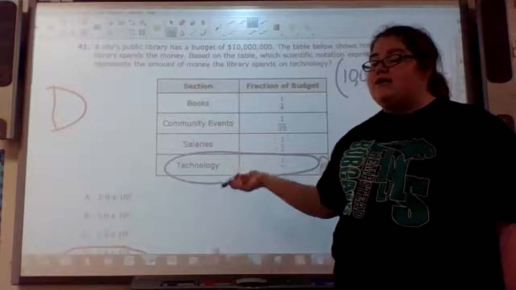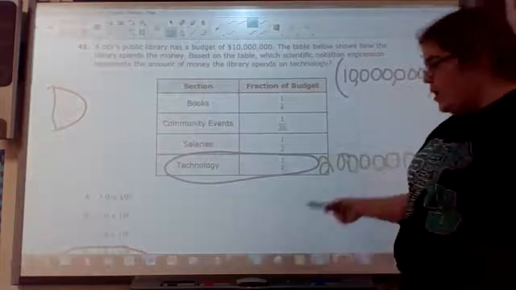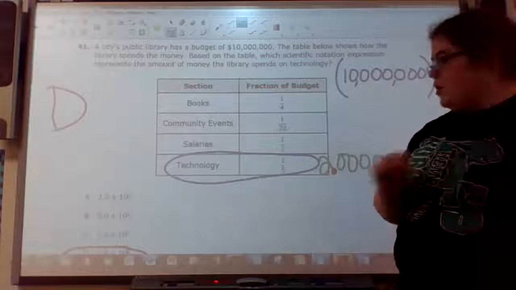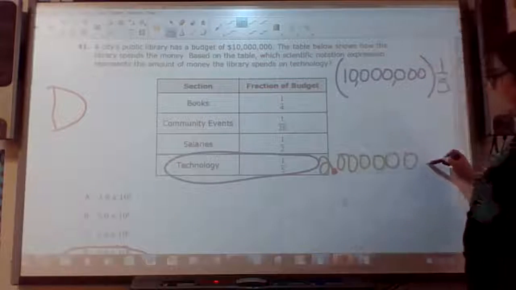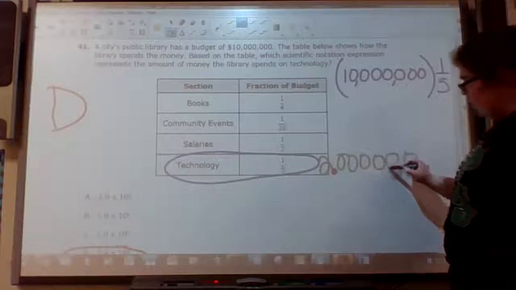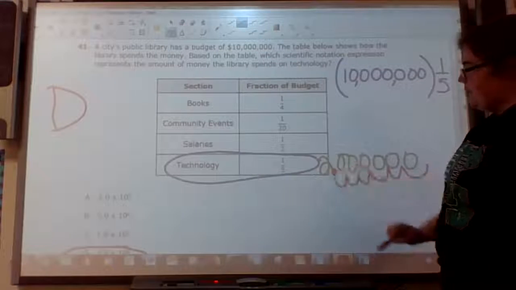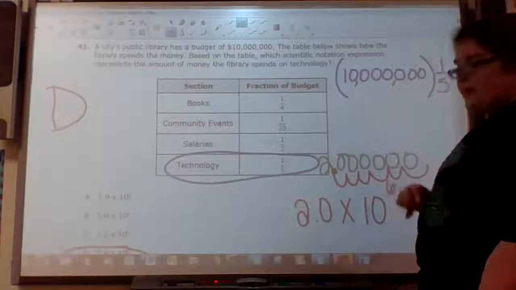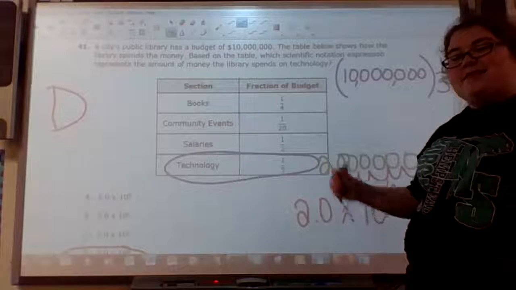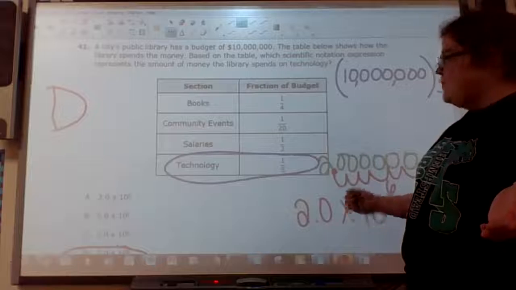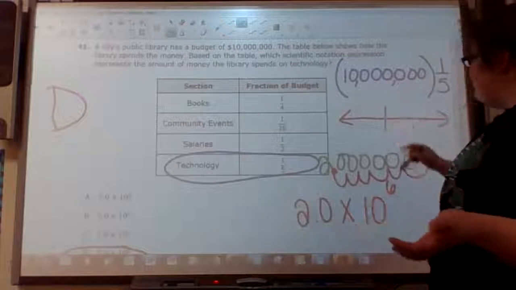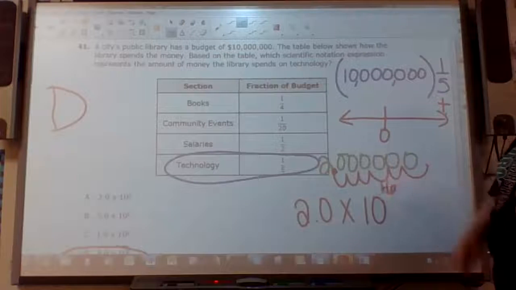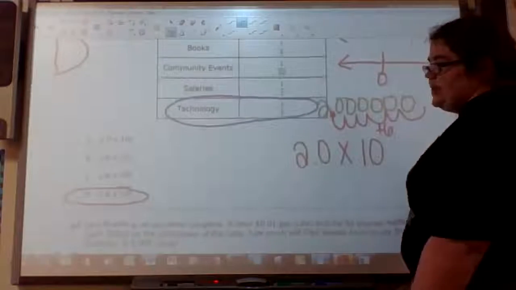But you have to remember, scientific notation, I don't want this large number. I want my decimal to be after the first digit. So after I put it there, I have to find out how many times I'm going to move that direction. 1, 2, 3, 4, 5, 6. So I have 2.0 times 10 to the 6. Now the last question I have to ask is, is the 6 positive or negative? It's positive if it's a large number, and a large number is to the right, which is positive. So it's positive. And that answer is D.